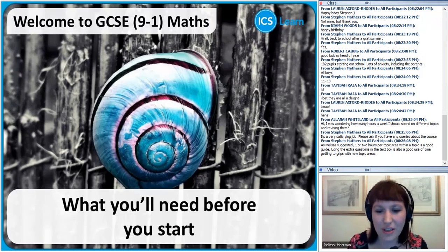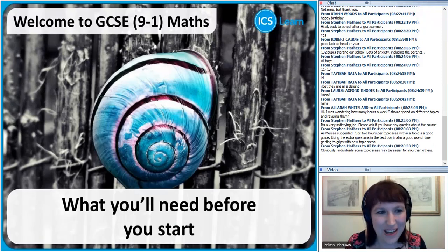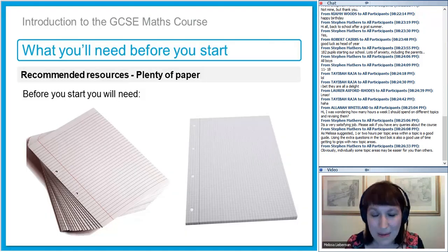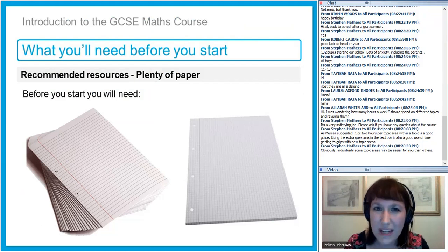Right, very quickly, what you need before you start. I know you're raring to go and want to get straight into doing some work on factors and multiples. First thing, this is really important. Please get lots of file paper. The best way to learn maths is to do maths, and that means writing out all of the problems. Don't just read maths and expect it to just go into your brain. You need to work things out as you go through.